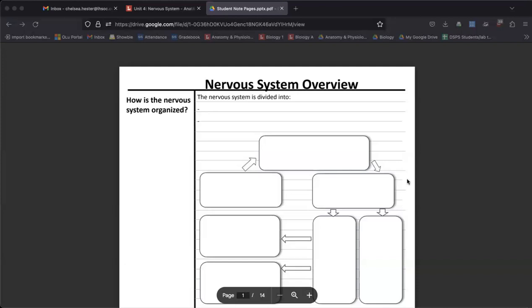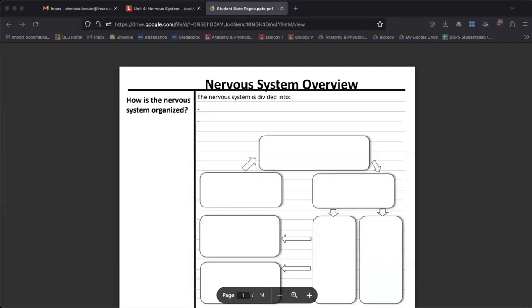The PNS is divided into somatic, aka voluntary, and automatic, which is involuntary, sections. Now remember, voluntary is like when you're shaking your head yes or no, or when you are picking up your cup and drinking whatever is in it. Whereas with involuntary, you're not really thinking about doing it, you're just doing it, right? So blinking and breathing are good examples of involuntary actions.